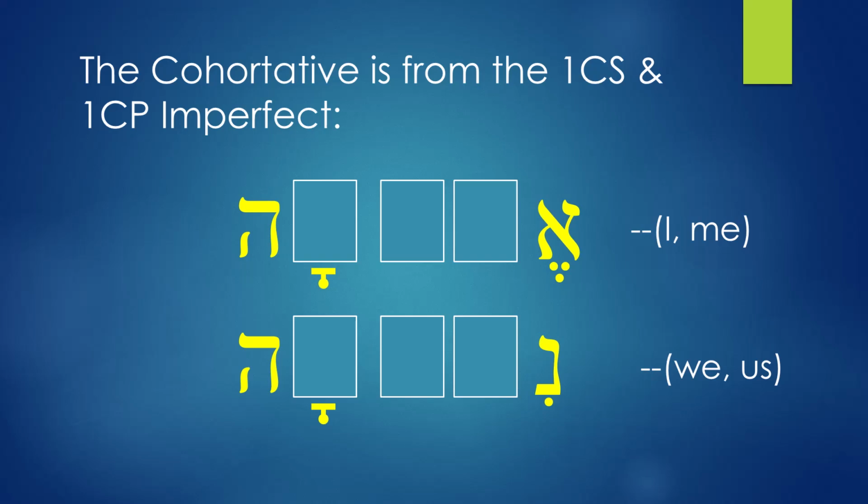So 1CS, first common singular, is going to be translated as I or me. When you're translating it, you're going to use I or me. I will make a covenant. Let me make a covenant. And 1CP, first common plural, you're going to translate with we or us. We will make a covenant. Let us make a covenant. And that's how you translate it too.